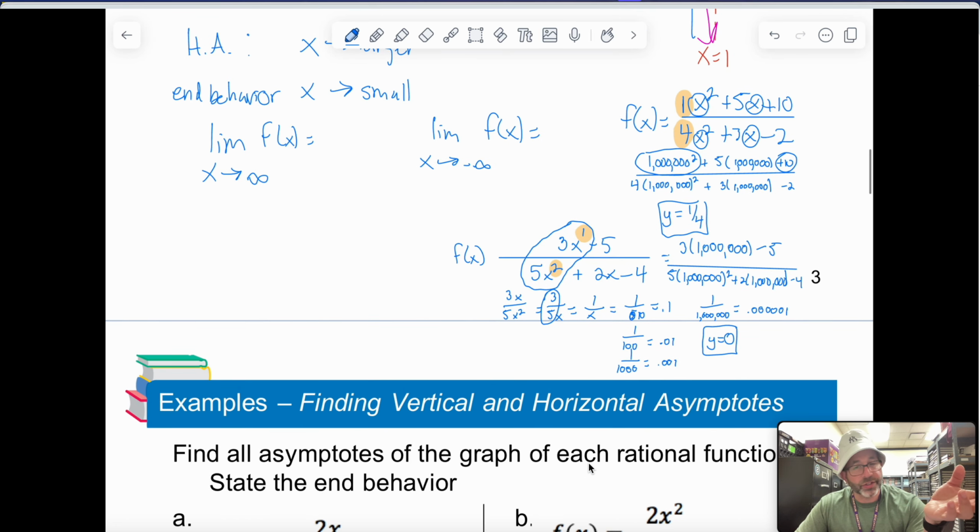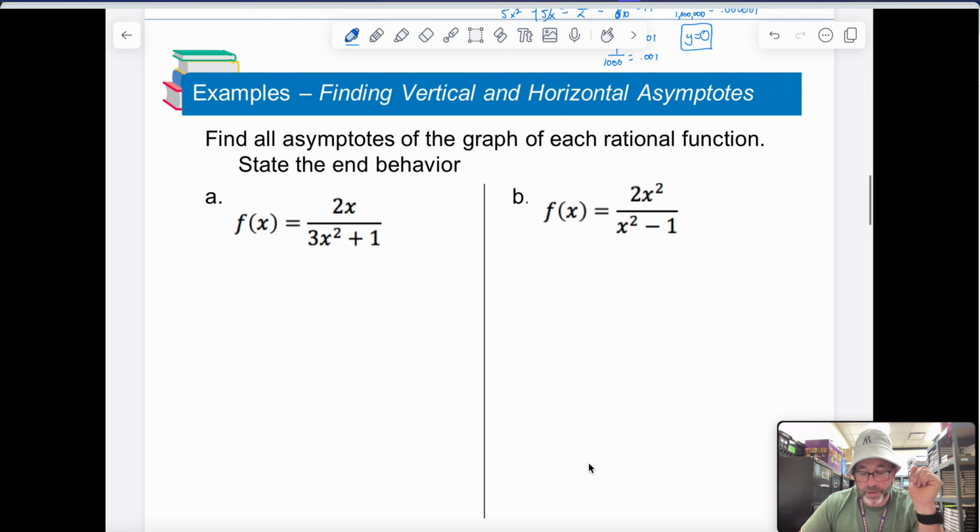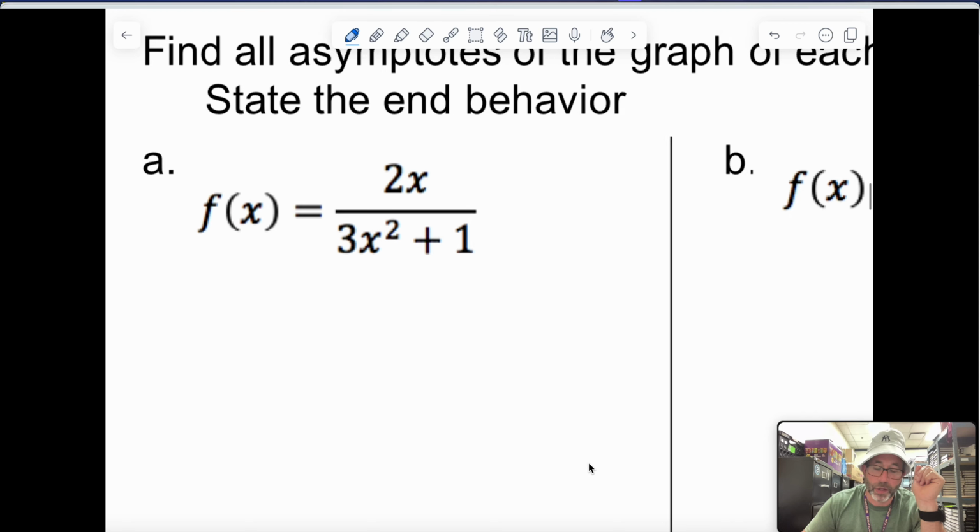And then we've got this third scenario. The third scenario is when the top is actually 1 bigger than the bottom. And we're going to get to that in a minute. So let's start talking about these problems here. We say find all the asymptotes of the given functions and then state the end behavior. So let's look at this first one here.